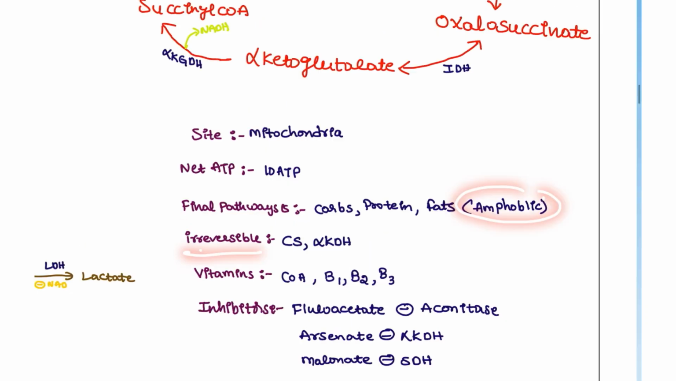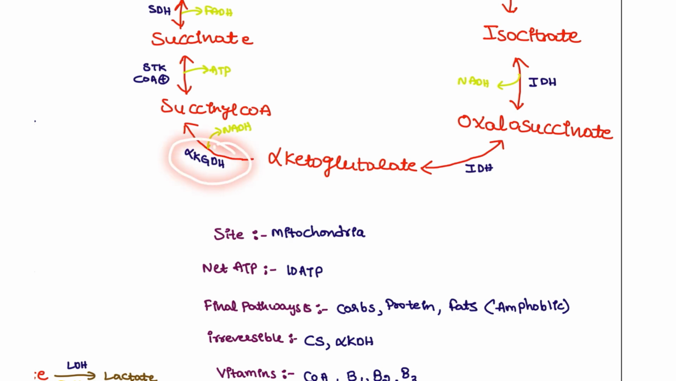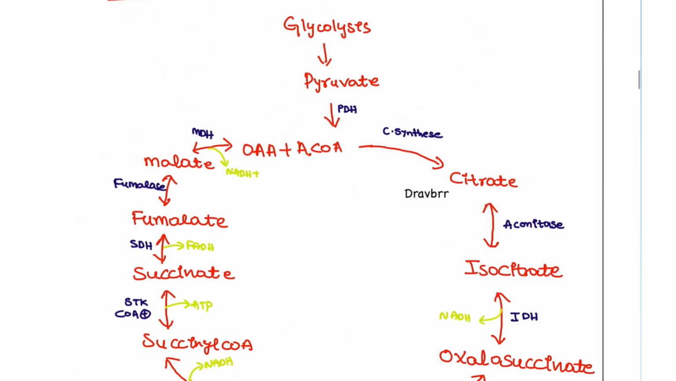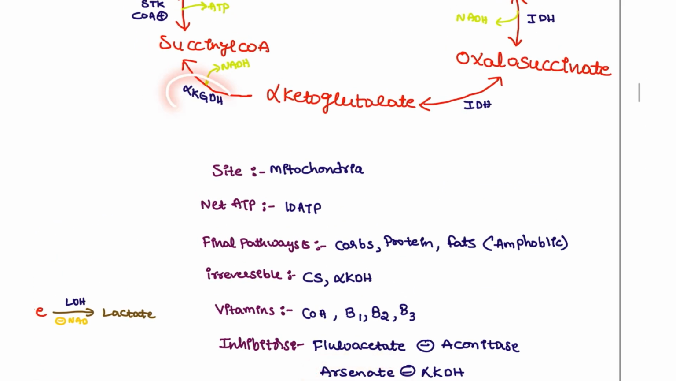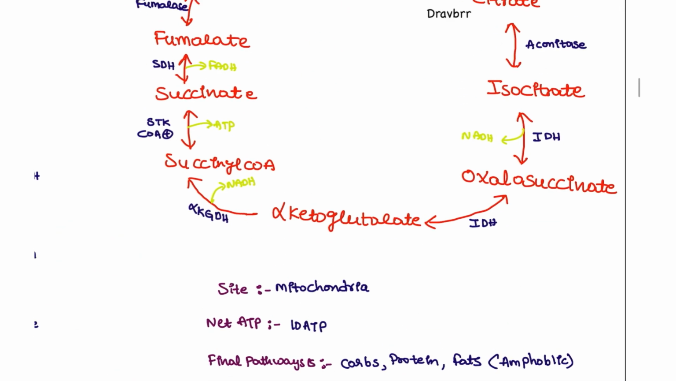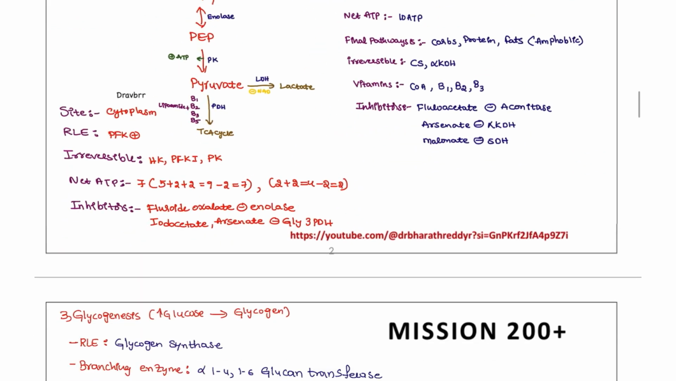Next, irreversible pathways. Here you can see only citrate synthase and also alpha ketoglutarate dehydrogenase are the irreversible steps. Next, vitamins that are used: vitamin B5, B1, B2, B3 are used in the cycle. Inhibitors: fluoroacetate is going to block aconitase, arsenate is going to block the keto acid dehydrogenase, and malonate can block SDH here. Okay, these are the points that you have to remember from glycolysis and the TCA cycle.